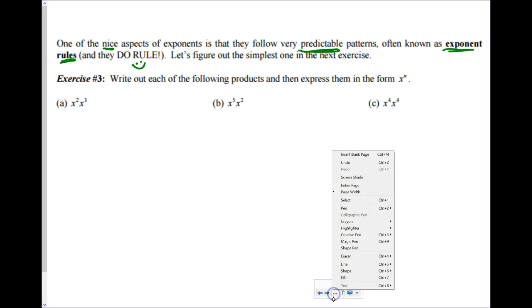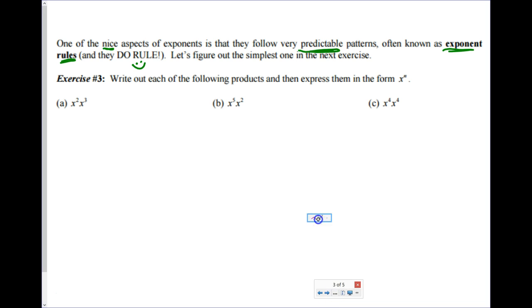So exercise 3 says, write out each of the following products. So write out each of the products, then express them in this form. This form is like saying x to a power, right? They just want one simple form with x. See how each of A, B, and C has 2 x's? They want you to combine it into just having 1 x. So the first thing we're going to do is extend it.